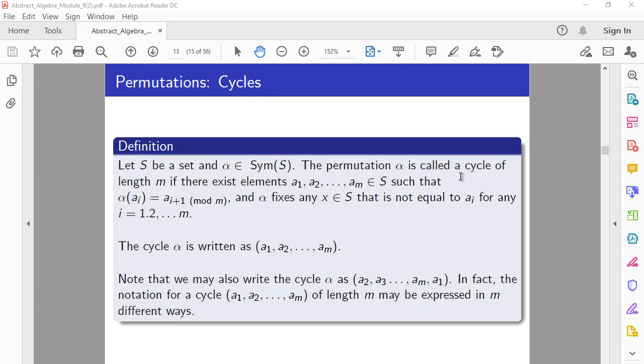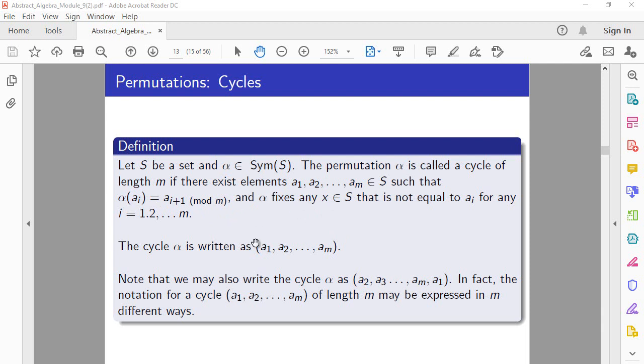The permutation alpha is called a cycle of length m if there are elements a1, a2, ..., am in S, that is, there are m elements in S, such that alpha evaluated at ai is a(i+1 mod m). So we are taking mod m, we are taking the index i plus 1 mod m here. And alpha fixes any x in S that is not equal to one of the a's here. So let me explain what we mean by this.